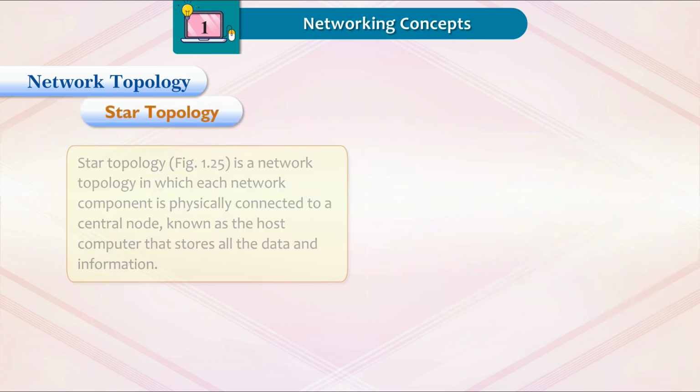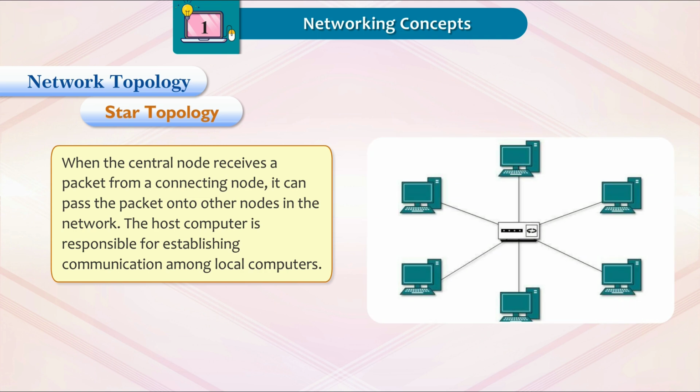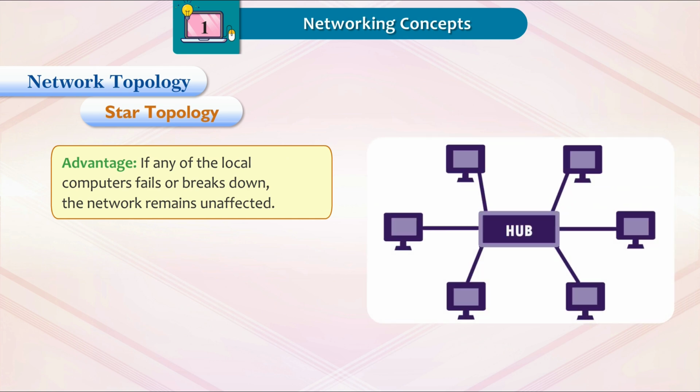Star topology. Star topology is a network topology in which each network component is physically connected to a central node known as the host computer that stores all the data and information. When the central node receives a packet from a connecting node, it can pass the packet on to other nodes in the network. The host computer is responsible for establishing communication among local computers. Advantage: if any of the local computers fails or breaks down, the network remains unaffected.